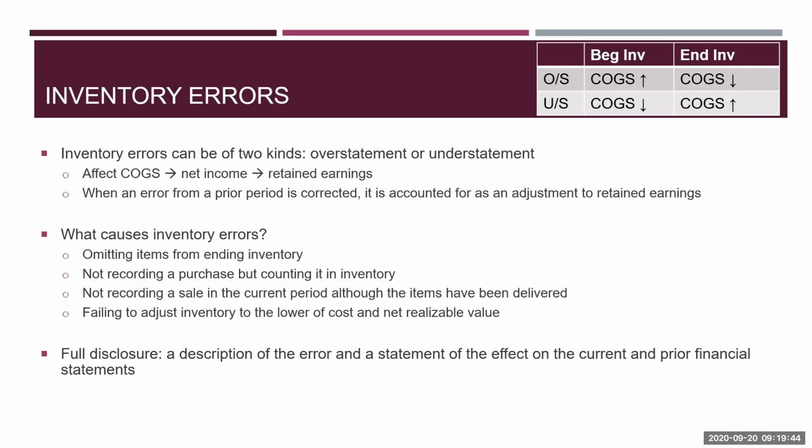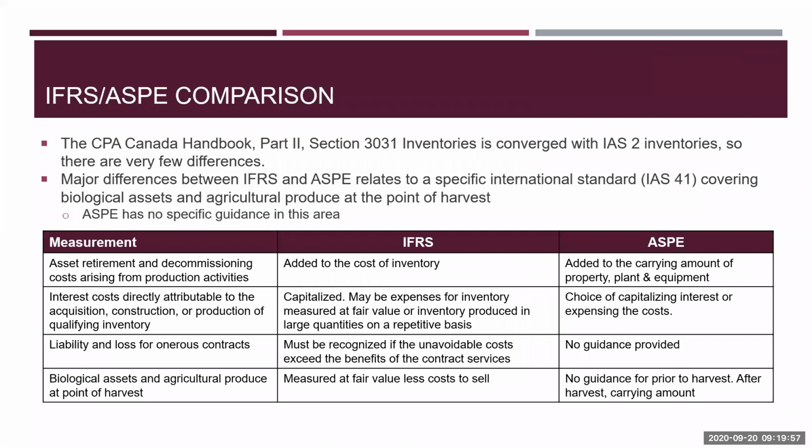I have reflected a quick chart up there on the top right corner to show what the impact on cost of goods sold for overstated and understated inventory will be. And lastly, this is our comparison between IFRS and ASPE with regards to the coverage that we have discussed. So that is all I have for this particular topic, guys. Thank you for listening in.